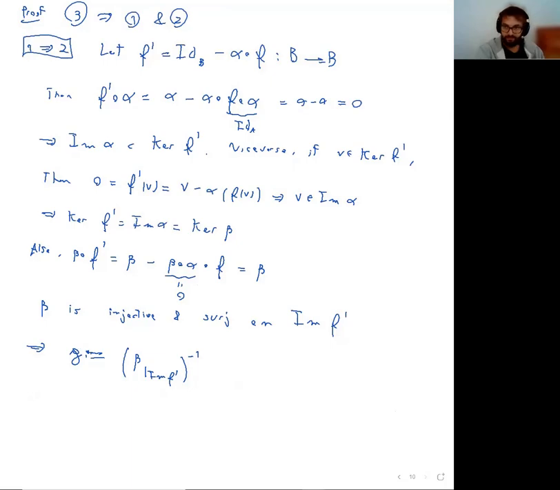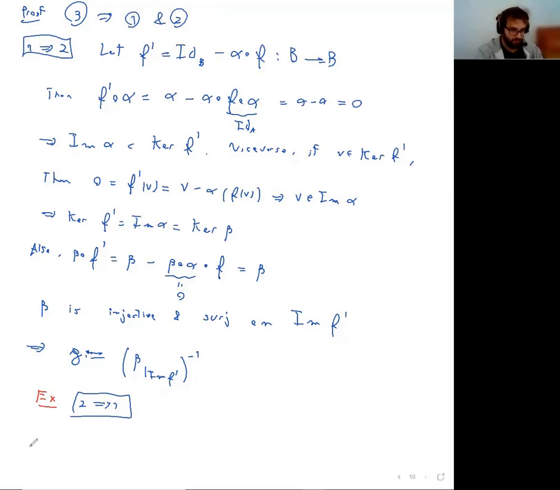Okay, the exercise is 2 implies 1. You do it in a very similar way. You have to define some kind of supporting function and show something like this.